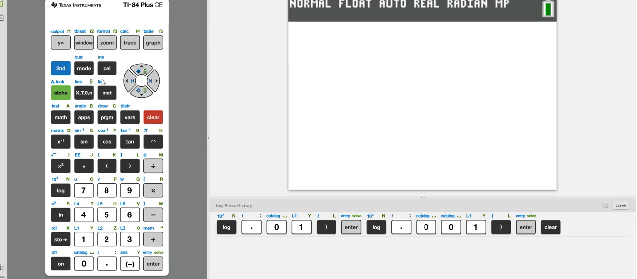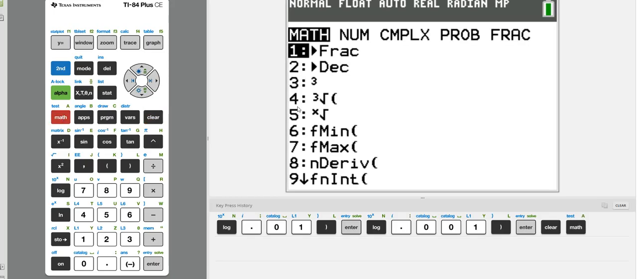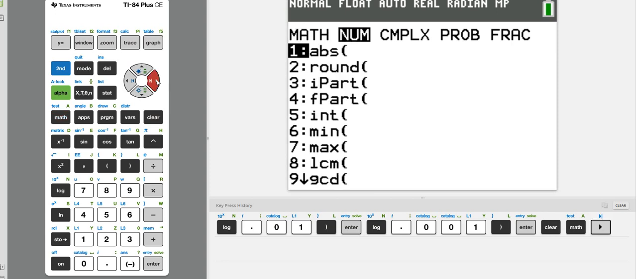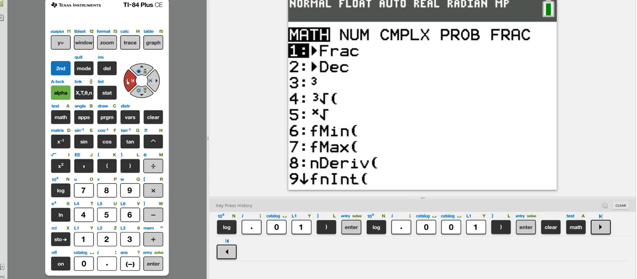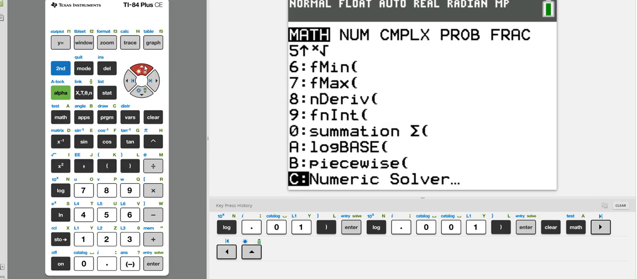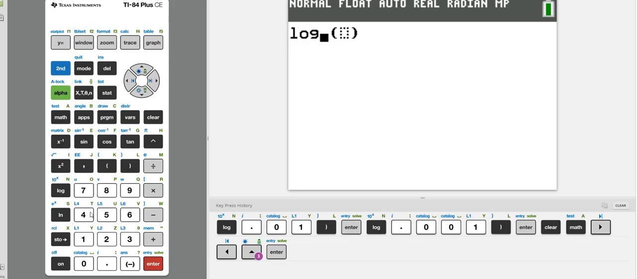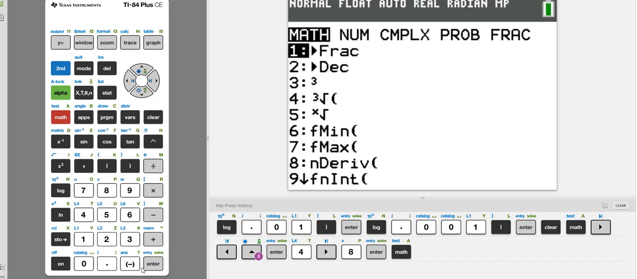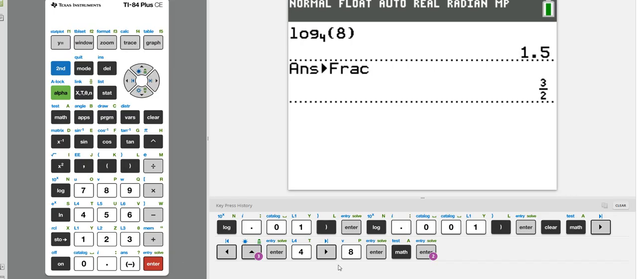So there's a couple places to access it. The one that I'm most comfortable with is off the math menu. And you've got to go to the right one to get to number. Or, did I lie? Or is it here? Let me go up. Oh yeah, now it's actually off the first column. You've got to go up, log base something. And now you can just type in the somethings, like for instance, log base 4 of 8. Now it's going to give me 1.5, but I can then turn that into a fraction if I wanted. There's my 3/2. So, nice.